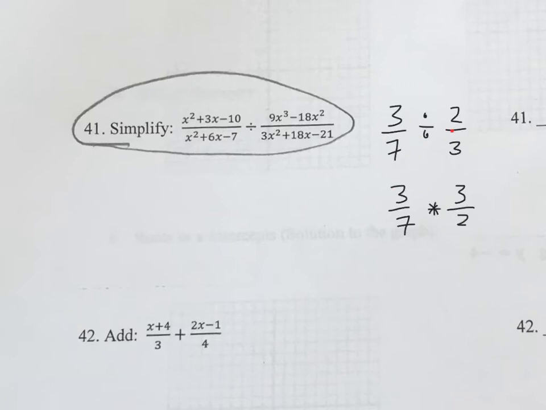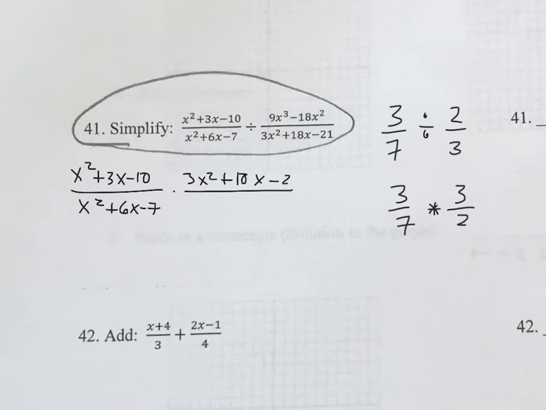This principle that my student learned when he was very young still applies, because we just have a fraction divided by another fraction. So definitely, without question, first thing I would do is keep the first thing, change it to a multiplication problem, and flip the second thing. So a little dot, we're going to have 3x squared plus 18x minus 21, over 9x cubed minus 18x squared.